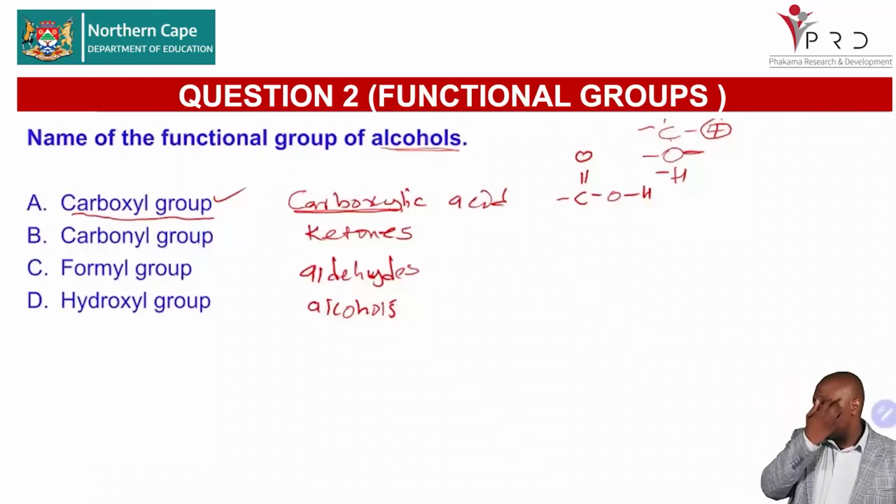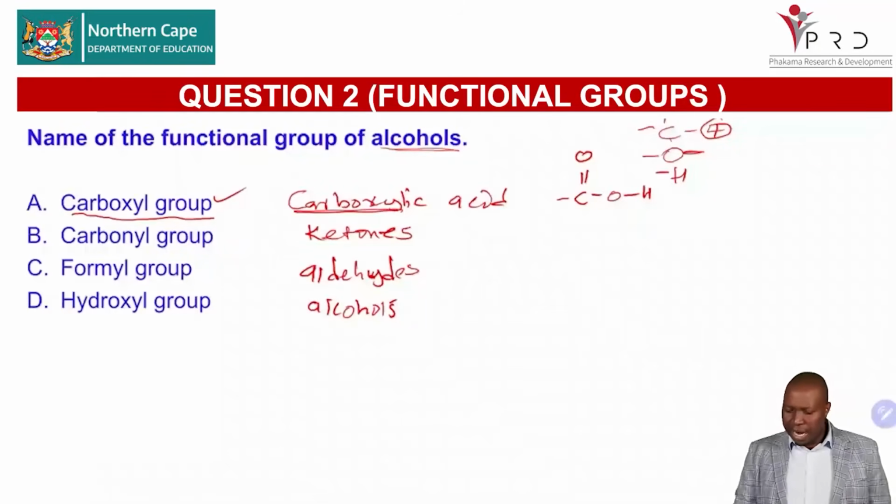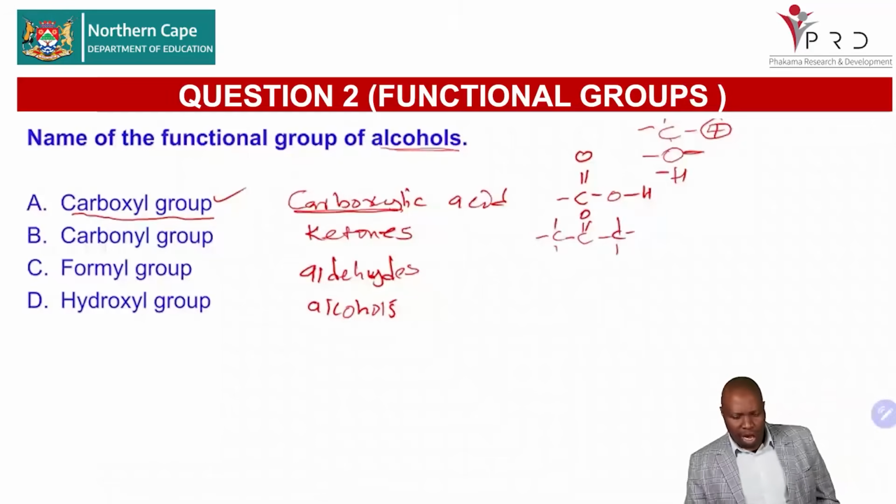For ketones, we said the name of the functional group is called carbonyl. And the carbonyl, when you draw it, it's a C double bond O, but this C double bond O is surrounded by 2 carbons. It must be between 2 carbons for ketones.